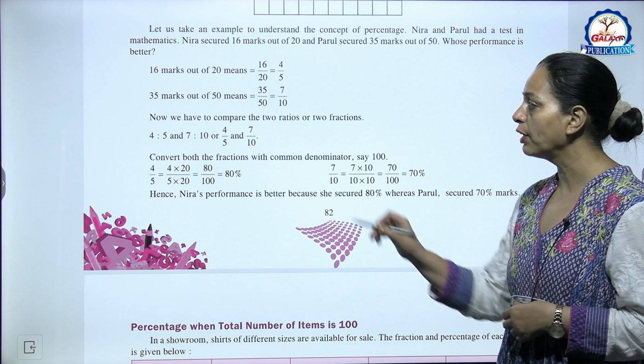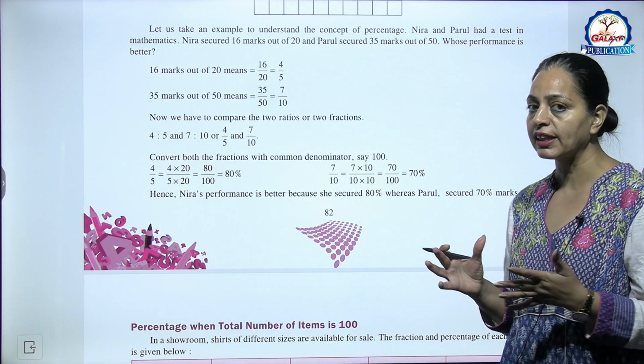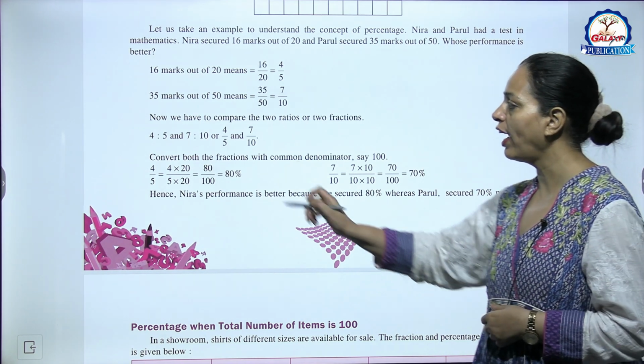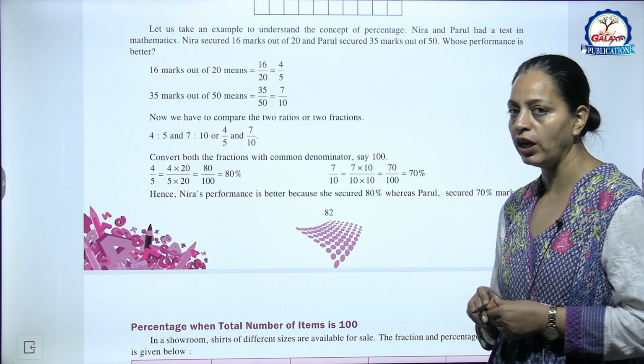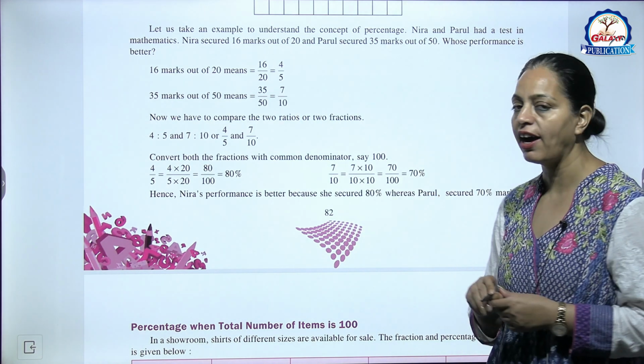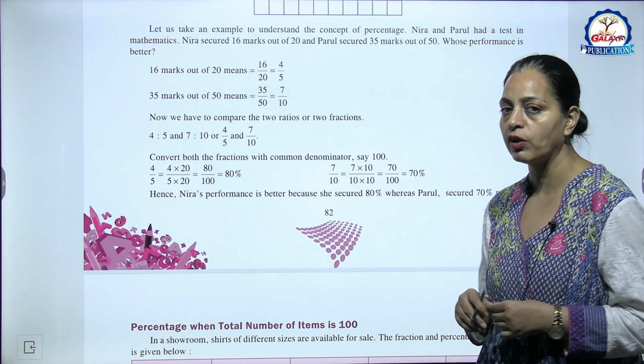Now we have to compare these two ratios or two fractions. अब हम इनको भी कंपेयर कर सकते हैं और हम इनकी परसेंटेज भी फाइंड कर सकते हैं. So 4 upon 5 and 7 upon 10. Okay. Now convert both the fractions with the common denominator, say 100. हमने क्या किया? दोनों के डिनोमिनेटर को 100 में कन्वर्ट कर दिया.